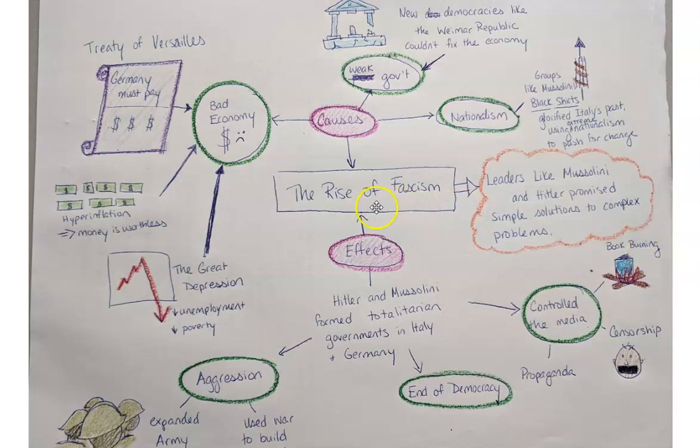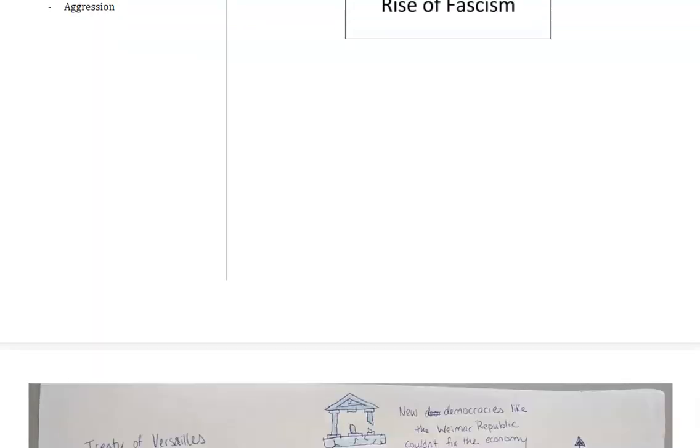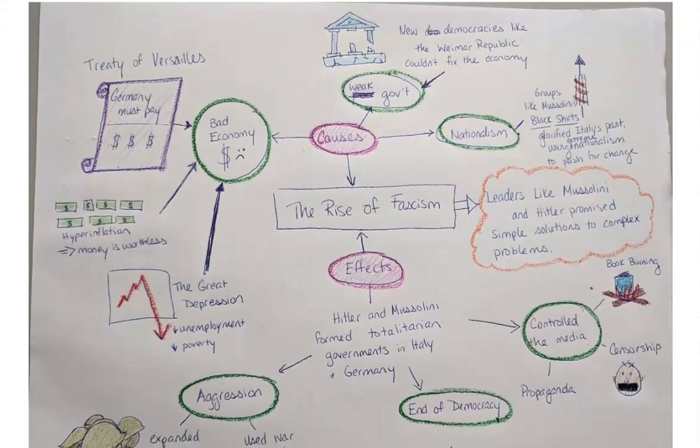So I have here the rise of fascism, and I identified two things, causes and effects. So I want to just pull up again, here are all of our different terms: the Treaty of Versailles, Great Depression, hyperinflation, nationalism, World War I, Weimar Republic, Mussolini, Hitler, black shirts, propaganda, government control of media, and aggression. And from there, I made different connections.